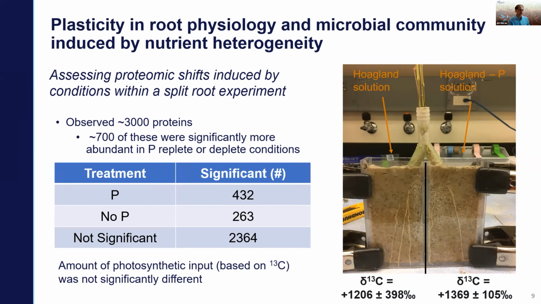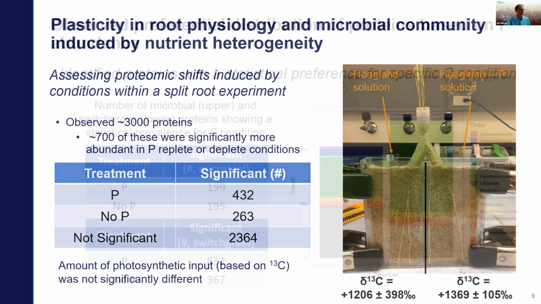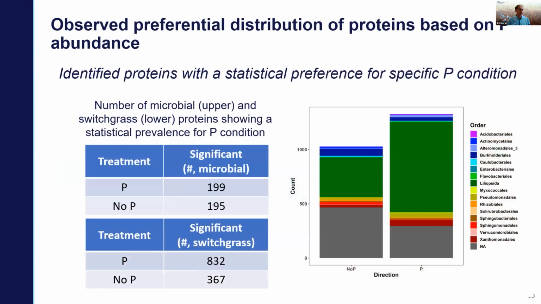What didn't appear to show a preference, however, is the root exudation. Just looking at the bulk amount of root exudation using a 13C tracer, we saw nearly equivalent amounts of root exudation in both sides of the rhizobox. But if you dig into those proteomic results a little bit, you'll see that there was not the same taxonomic distribution of proteins in each case.